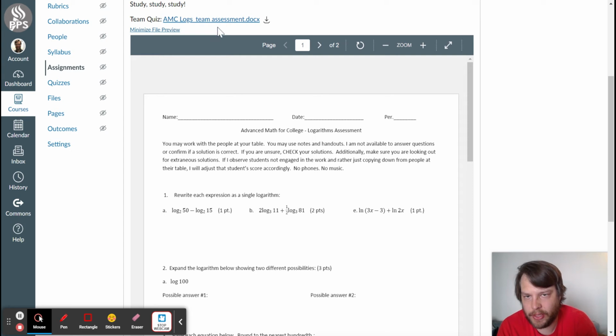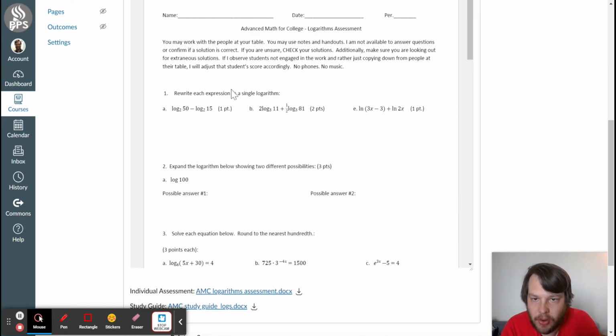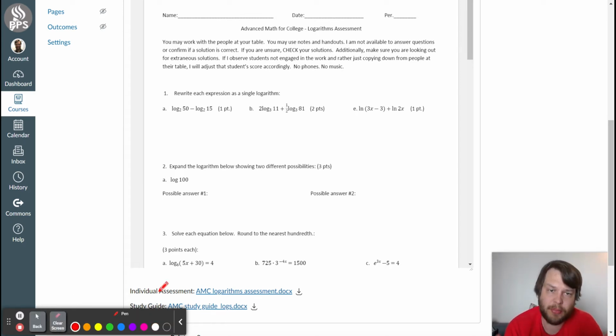I'm looking at the logs team assessment document. I'm not going to do all of them, but I'll just do a couple here and there throughout and explain my thinking. So question one, rewrite as a single logarithm. I'm using those properties of log, so moving powers around, transforming multiplication and addition, and transforming subtraction and division.